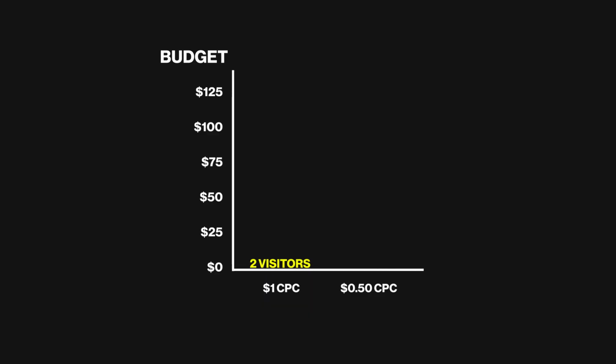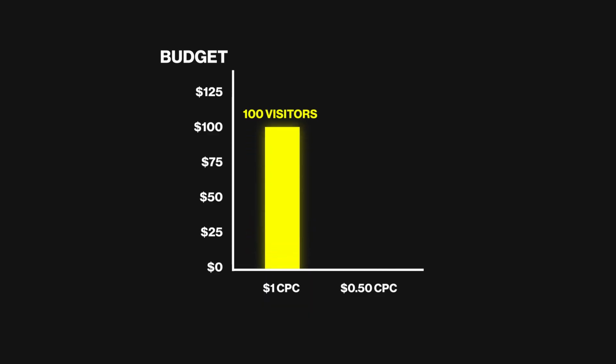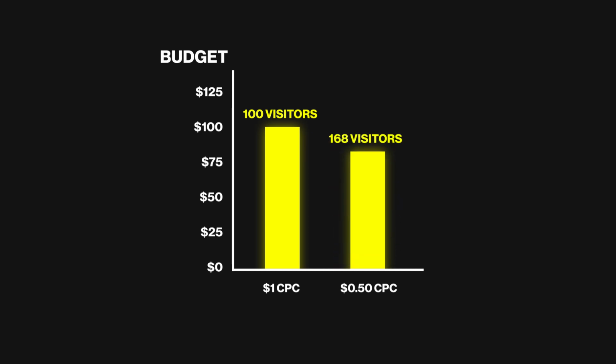And most sellers don't think about it like this. $100 a day with a $1 cost per click, you'll get 100 visitors to your website. Simple. With the same budget but a CPC of 50 cents, you just doubled your traffic to 200 visitors. Simply put, that's why CPC matters so much. And if you can't raise your budget, your only option is to lower your CPC. And I'm going to show you how.